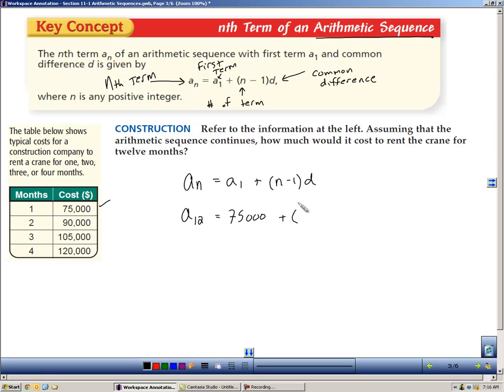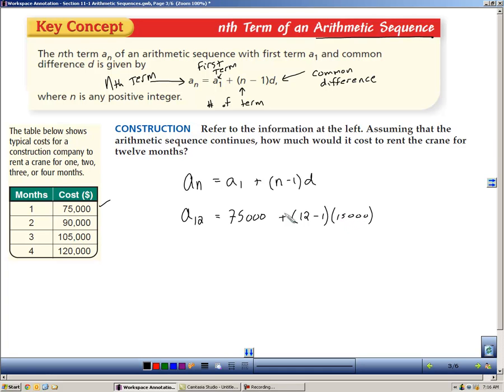Plus n minus 1, now n is the number of the term we're looking for. We're looking for the 12th term. So 12 minus 1. And then the common difference, the d, is 15,000. To get from each term to the next one, you're going to add 15,000.